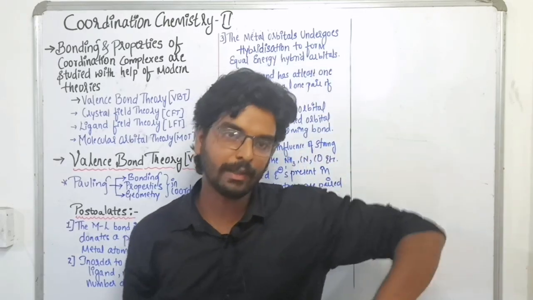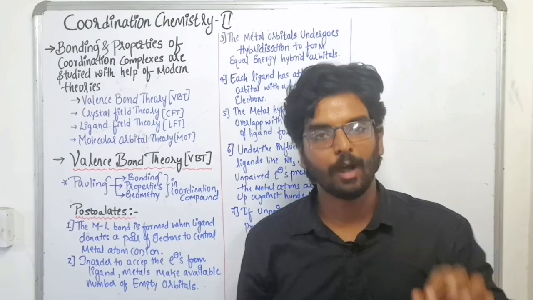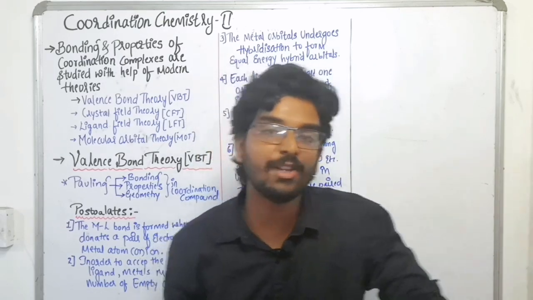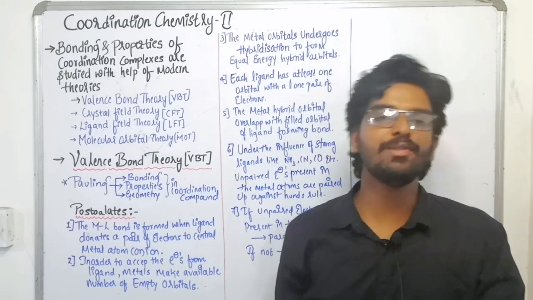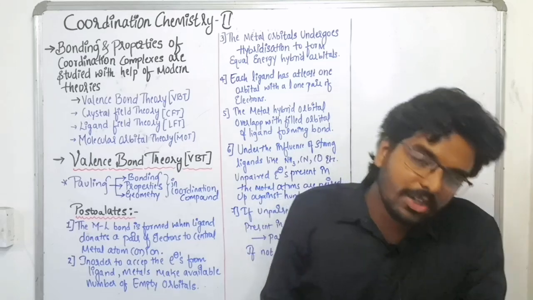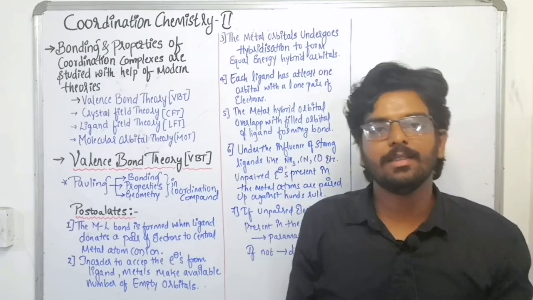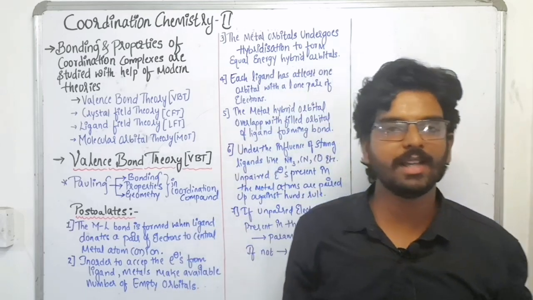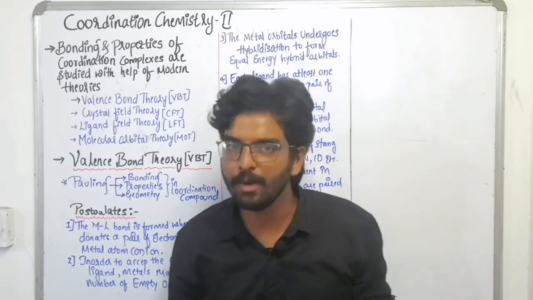So how the bonding is happening, and in the same way the different properties a coordination complex can show, that we will study in coordination chemistry part 2. In coordination chemistry part 1, the Werner theory didn't explain anything about the bonding as well as the properties of coordination compounds.